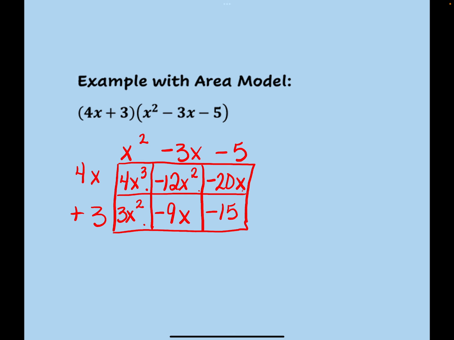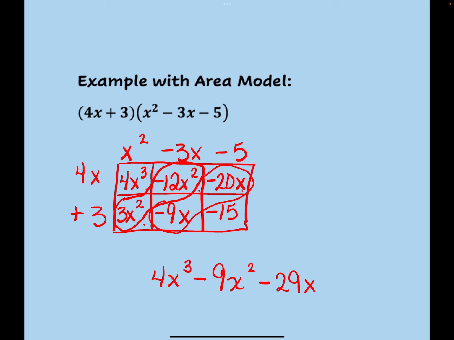Now, I only have one term that has x cubed, or x to the third. So my first term, my leading term, is going to be 4x to the third. I have 2 terms that have x squared, 3x squared and negative 12x squared. So 3 minus 12 gives me negative 9x squared. I have 2 terms that have x. I have negative 9 and negative 20. So that's going to give me negative 29x. And then my last term is my constant term.